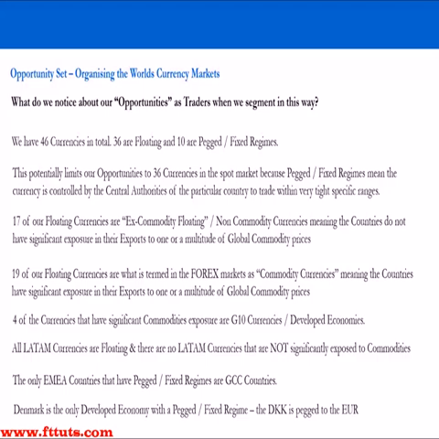So this potentially limits our opportunities to 36 currencies in the market, because the pegged or fixed regimes mean that the currency value is controlled by the central authorities within very tight specific ranges. What do we mean by that? Well, the central authorities themselves intervene in the currency markets, and they make sure that their currencies stay at a certain value. Now, as we talked about earlier, with asset prices staying at the same price, we use the euro dollar example.